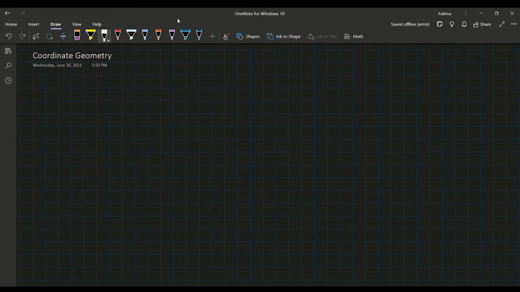Today I'll be covering coordinate geometry from Pure Maths 1 of A-level Mathematics. We'll be covering different equations of lines, formulas and rules, and a couple of questions. So first off, there are three different forms of equations of the line that you should be aware of.